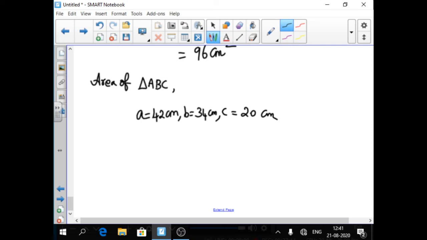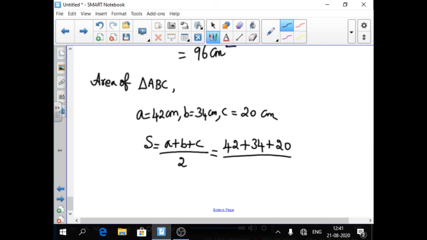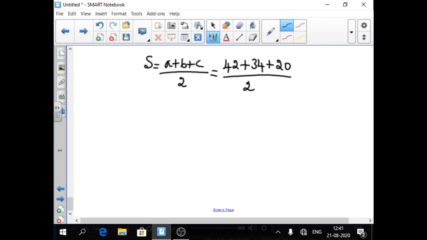Sorry. Then we have to find the value of S. S is equal to what? A plus B plus C divided by 2. Here what is A? 42 plus 34 plus 20 divided by 2. Okay. Then if you add, you will get 96. Okay. So 96 by 2, you will get 48 centimeter. This is the value of S.